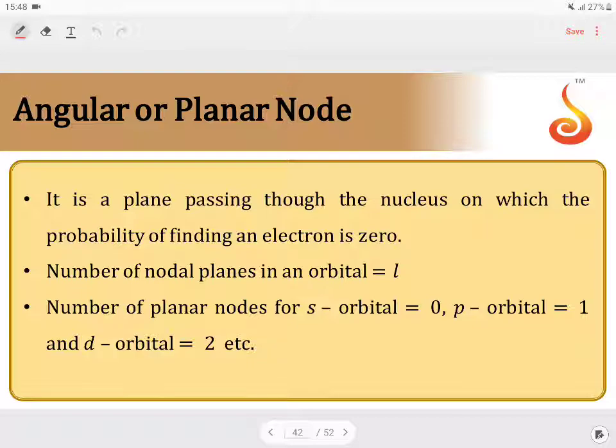Similarly, we have something known as angular or planar node. See, the name itself indicates it's a plane. It's a plane passing through the nucleus on which the probability of finding electron will be 0. The number of nodal planes, how do you calculate it? Equal to l. What is l? l stands for azimuthal quantum number.